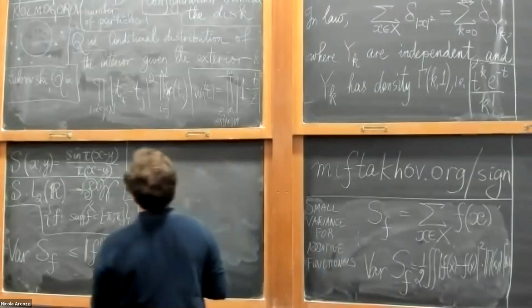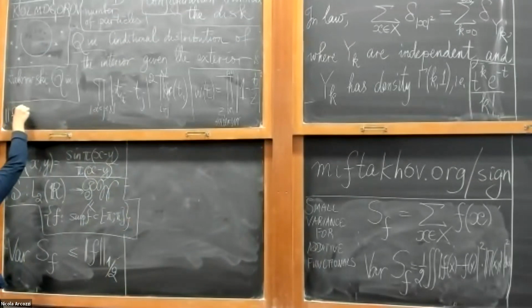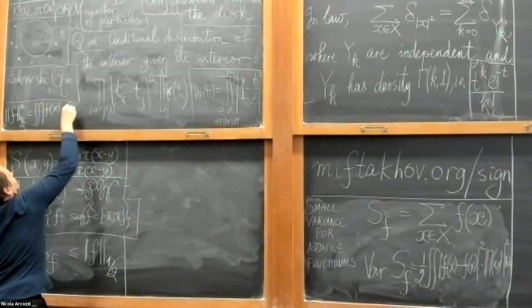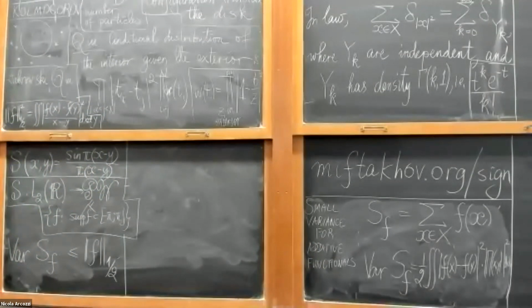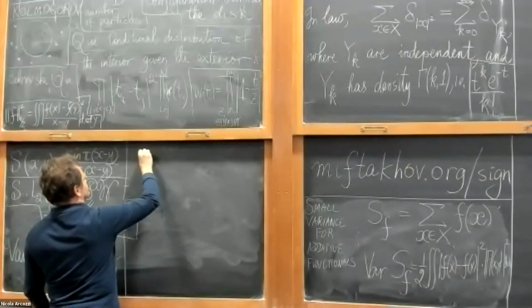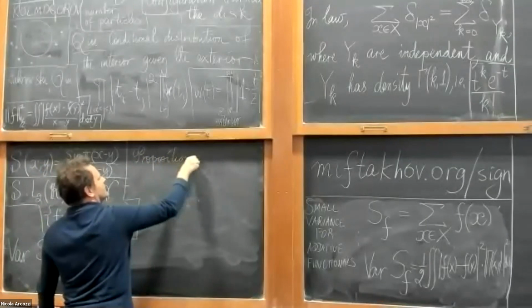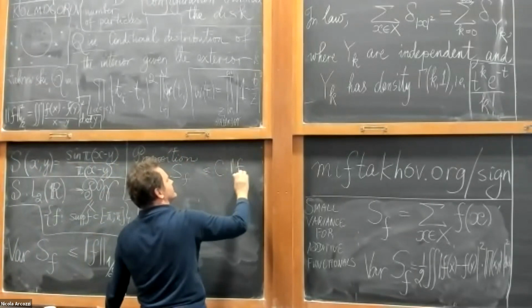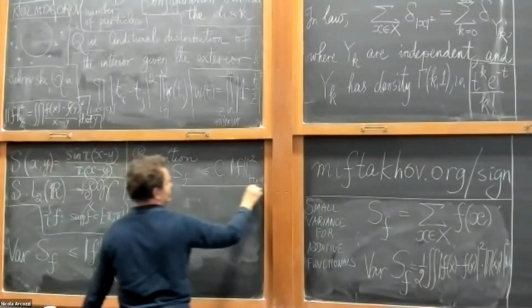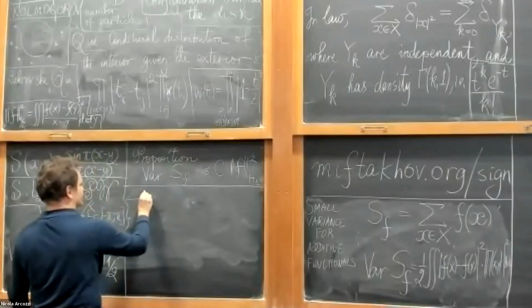So, in Fock space, the next proposition: in Fock space, the variance is dominated by the H1 semi-norm. In fact, let me give a proof, it's quite direct.